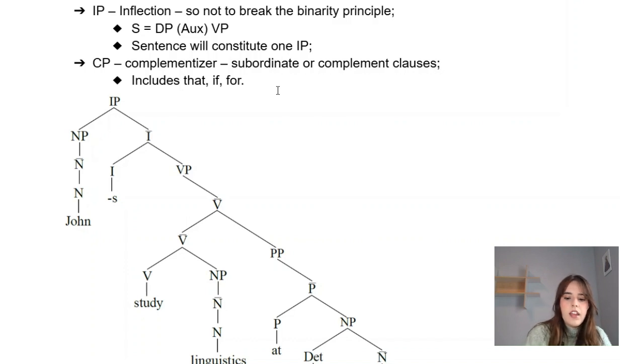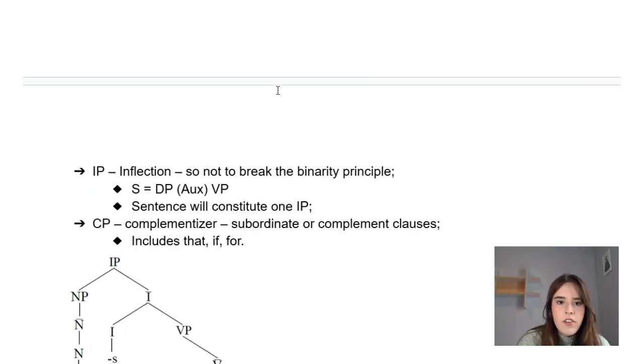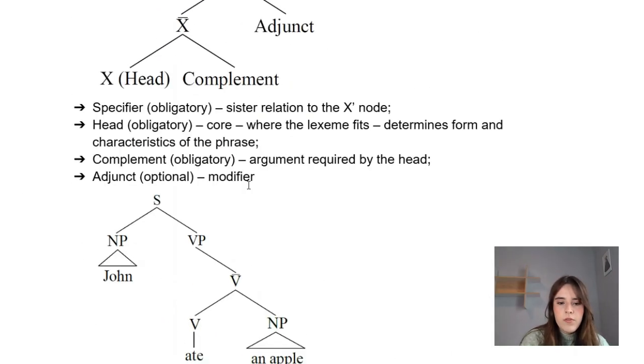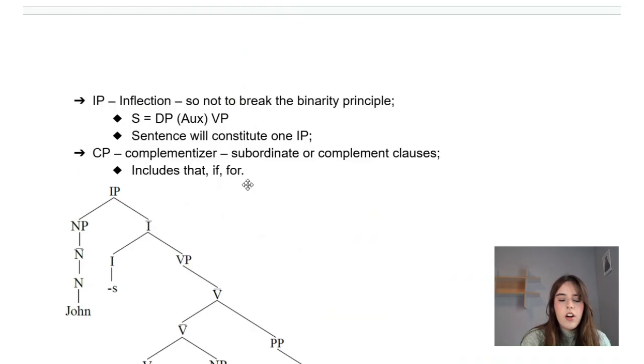So, I thought that John had eaten an apple. Here we have two CPs because you have two verbs. You have thought and had eaten. And whenever the complement goes as a subordinate sentence, you have the VP opening into the CP. So, I thought that John had eaten an apple.